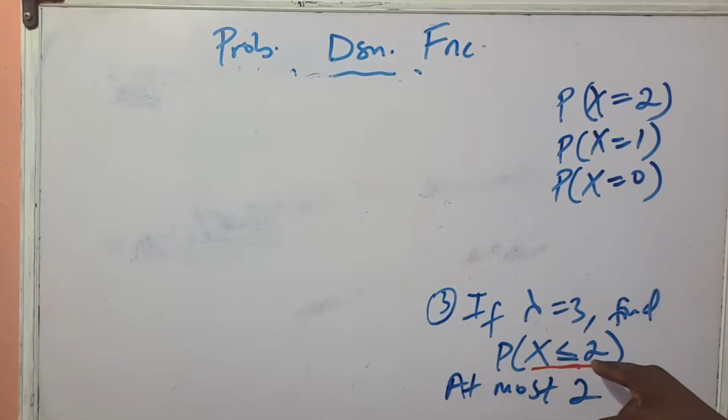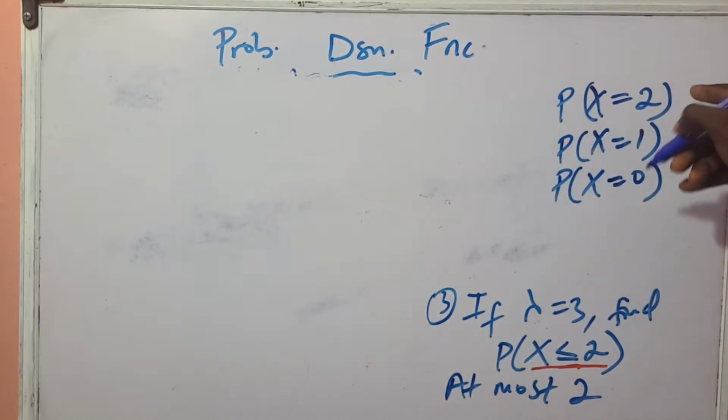At most 2, or x less than or equal to 2. So you go on to add these, because the meaning of probability of x less than or equal to 2 is that it could be probability of x equals 2, or probability of x equals 1, or probability of x equals 0. So you have to go on to solve this. All right. Go on now and solve this.